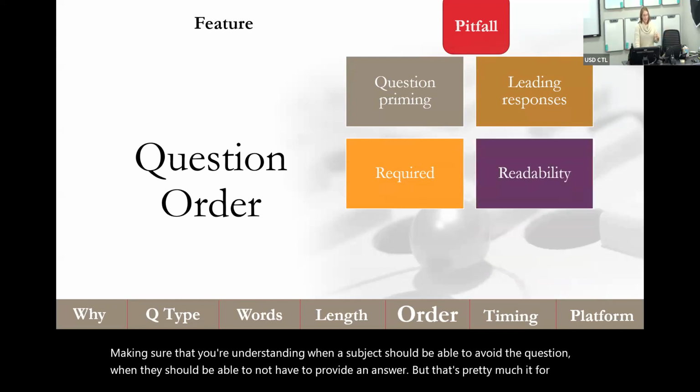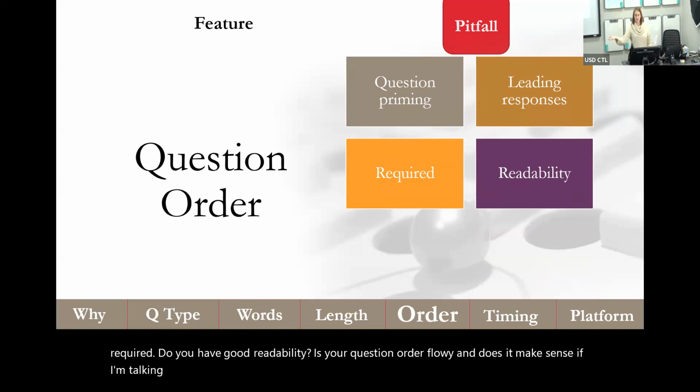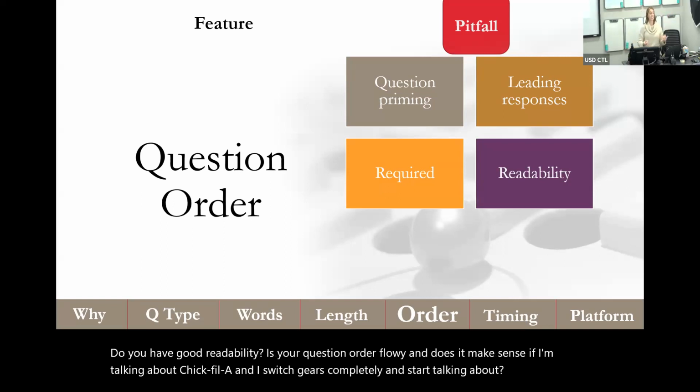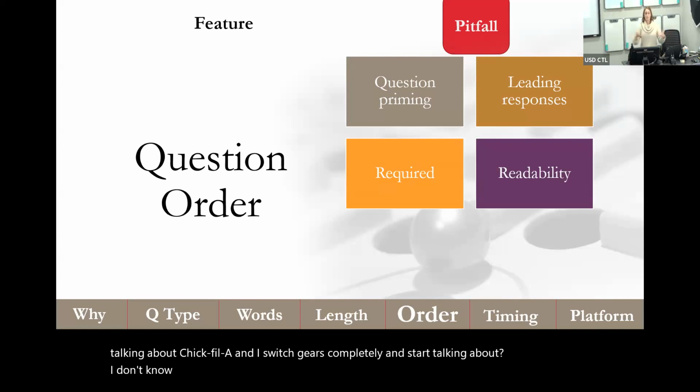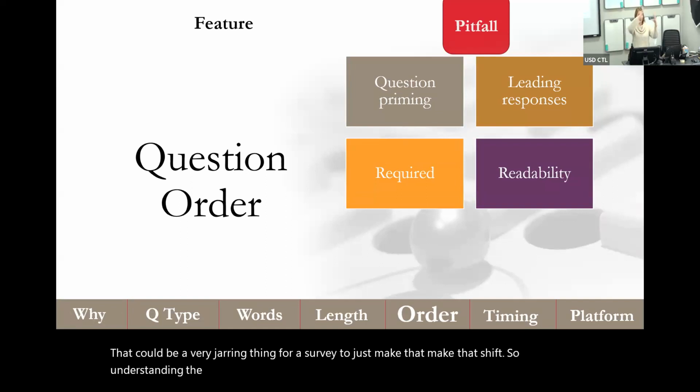Do you have good readability? Is your question order flowy and does it make sense? If I'm talking about Chick-fil-A and I switch gears completely and start talking about, I don't know, politics, that could be a very jarring thing for a survey to just make that shift. So understanding the readability between one thought to the other.